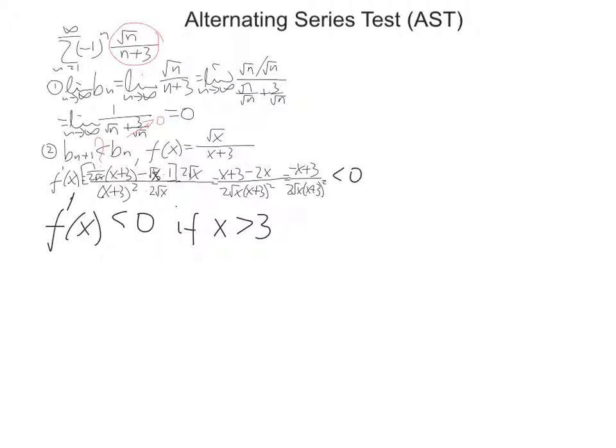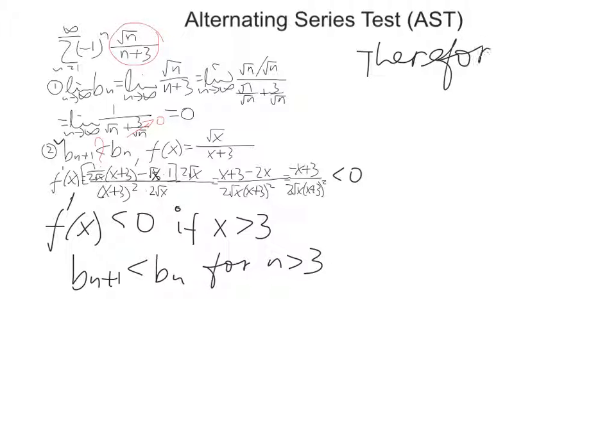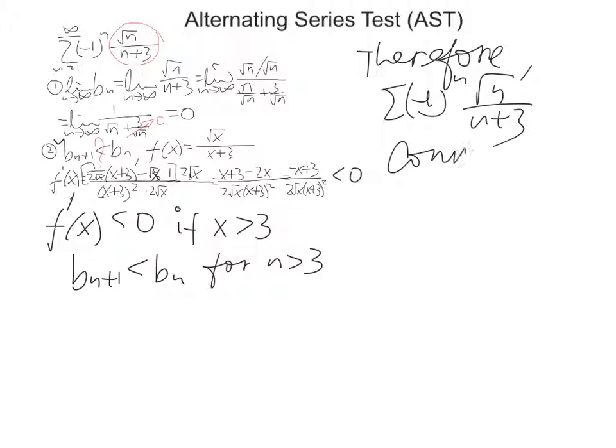Under this condition, we get to know b sub n plus 1 is going to be less than b sub n. So b sub n plus 1 is going to be less than b sub n for all n that's greater than 3. It means from the fourth term on, you do have a decreasing infinite series. And this concludes our discussion. We say therefore, the infinite series converges by the alternating series test.